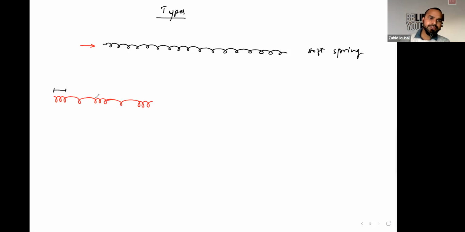In this part, this is a region of high density and low volume. Density high and volume low. This is called a compression. This is region of low density and high volume. This is called rarefaction.